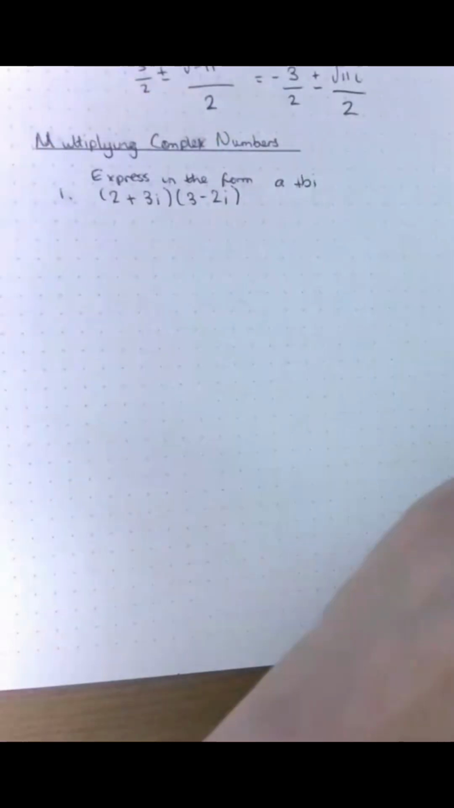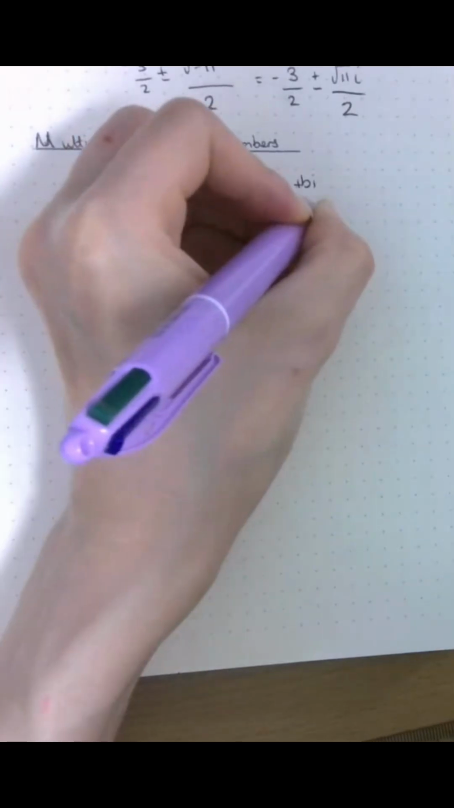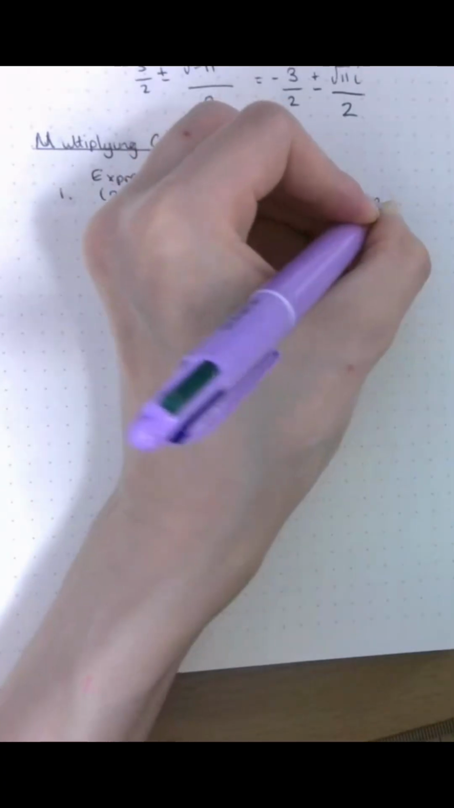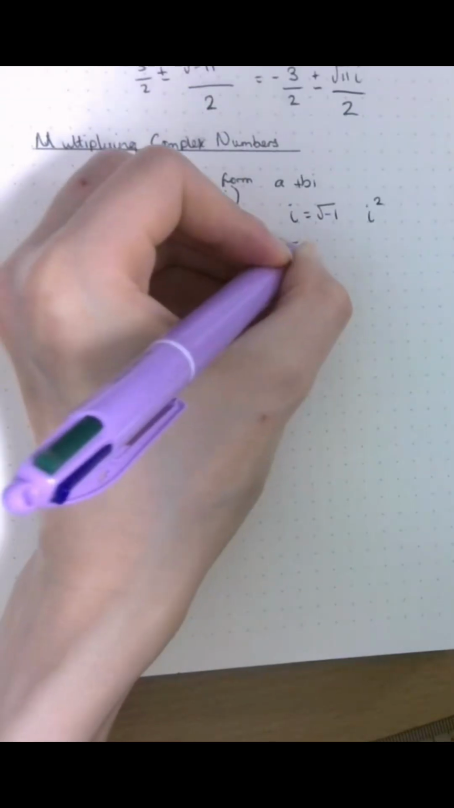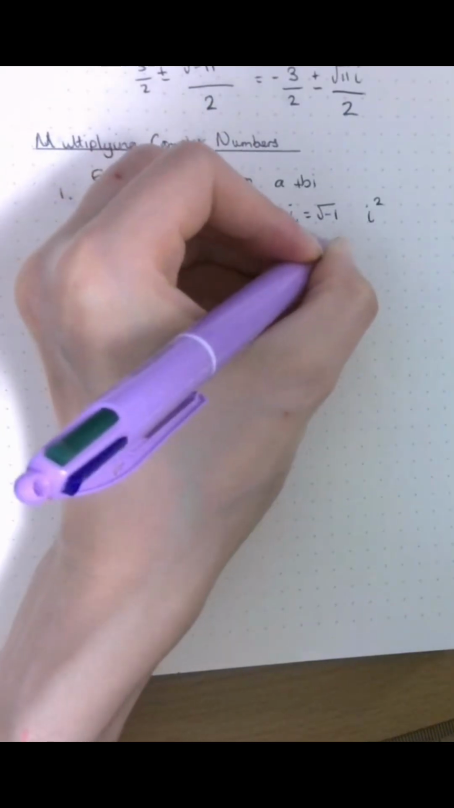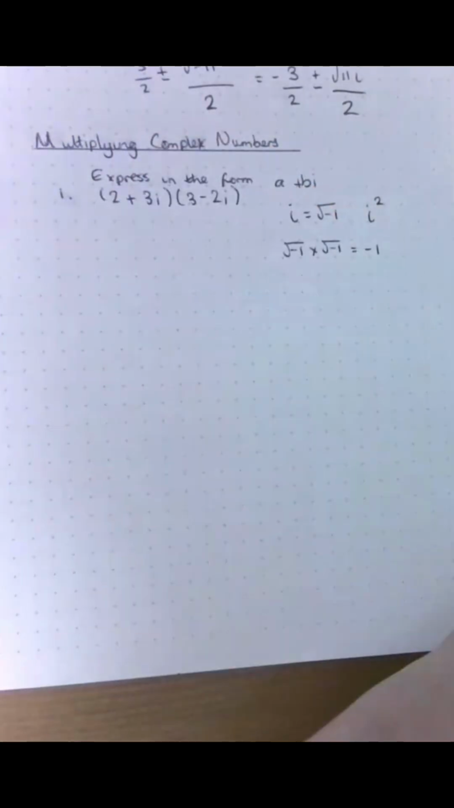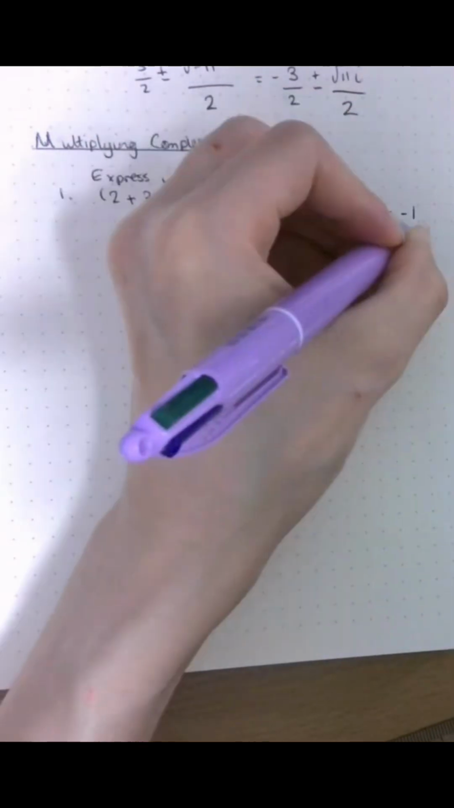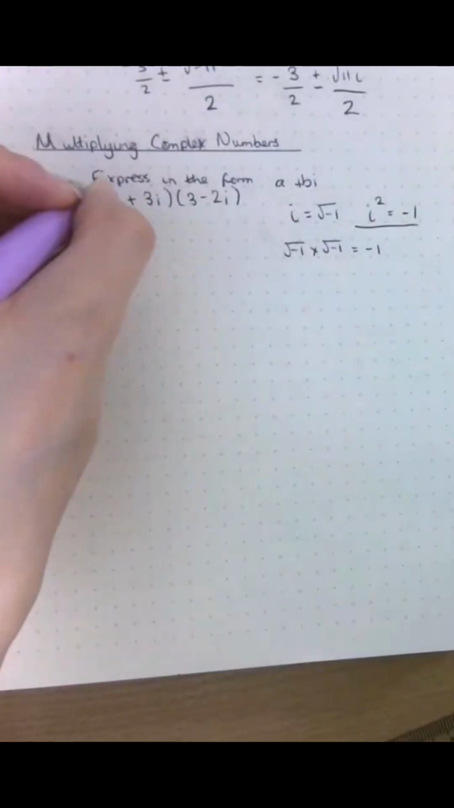One thing I want to draw your attention to is we know that i is the square root of negative 1. So we think about what would i squared be? Well, if we square something, we'll multiply it by itself, so it's the square root of negative 1 multiplied by the square root of negative 1. That would just give us an answer of negative 1. So we can use the fact that i squared is negative 1, and that will help us when we are doing these calculations. So let's expand these double brackets.